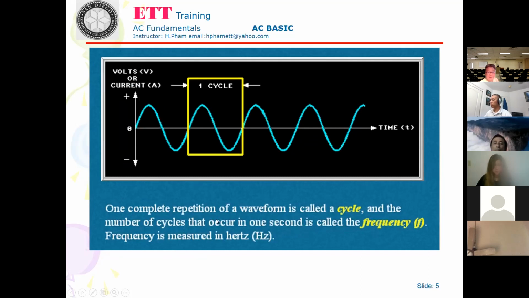Okay, one complete repetition of a waveform we call a cycle. And the number of cycles that occur in 1 second, we call frequency, and the unit will be in hertz. So basically just a definition for a cycle and for the frequency. Sometimes they can ask you what is the frequency, and that will be just the number of cycles that occur in 1 second.